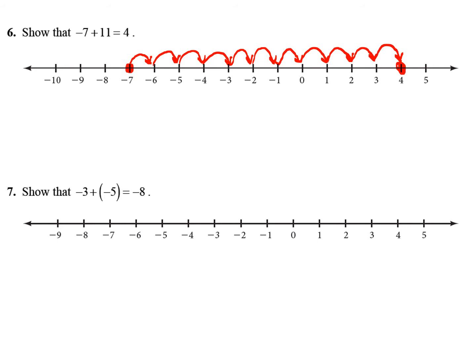All right, and the final case, the negative case. What happens here? We start off at -3, and we go 5 to the left. 1, 2, 3, 4, 5. Our position is -8.